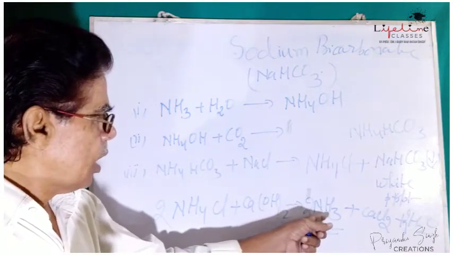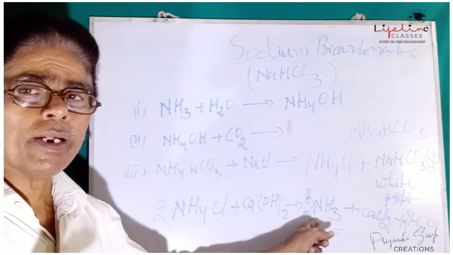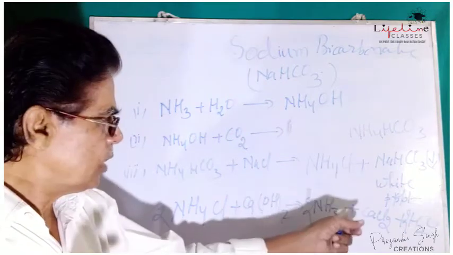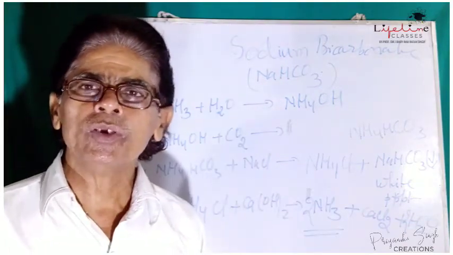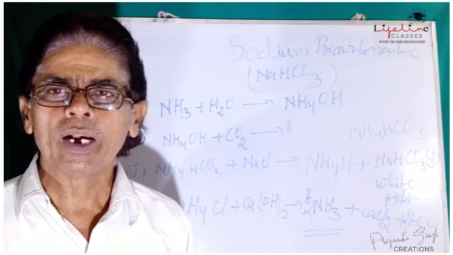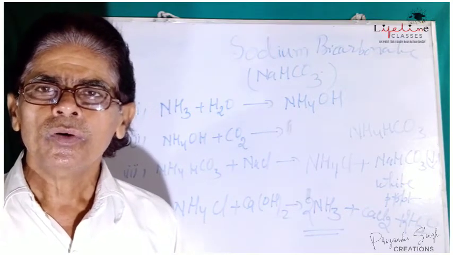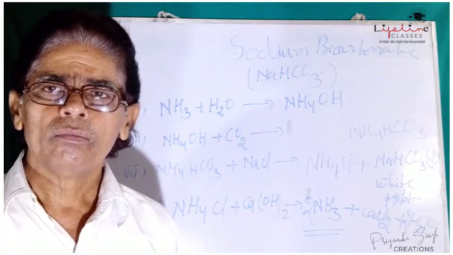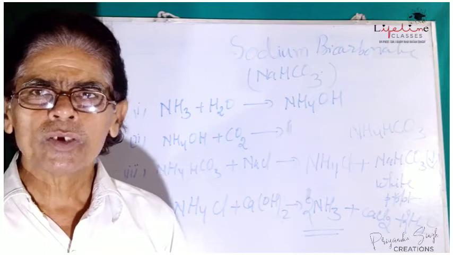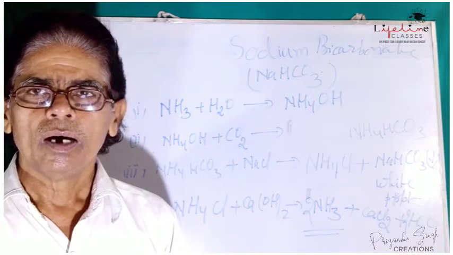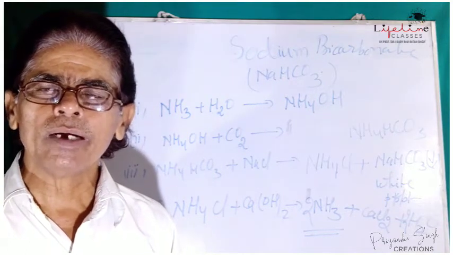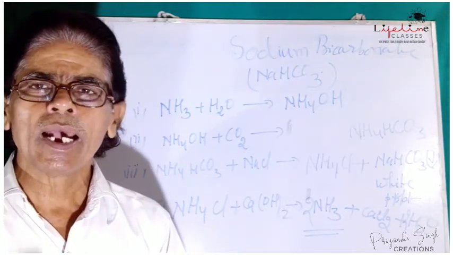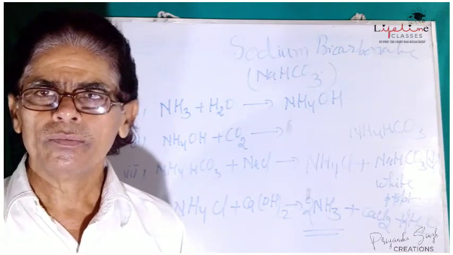Now the ammonia recovered here by the reaction of ammonium chloride with calcium hydroxide is again passed into the ammoniation chamber, that is the first chamber, where ammonia is allowed to dissolve in brine. Ammonia saturated brine will be obtained there. In this way, ammonia is again and again recycled.